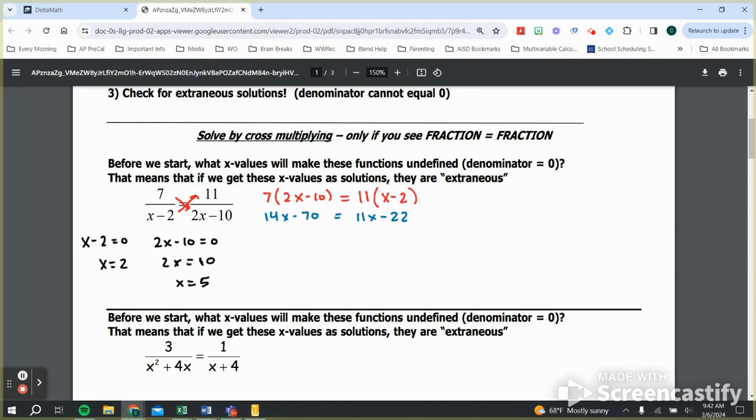And now we're going to put all our variables on one side. I'm going to move over my 11x. And then I'm going to add 70 to the other side because I want my x's on the left and my constants on the right. So 14 minus 11 is 3. So we have 3x equal to negative 22 plus 70, which is 48. Divide both sides by 3. 48 divided by 3 gives me 16. Notice how that 16 is not an extraneous solution. Therefore, it is a possible solution.